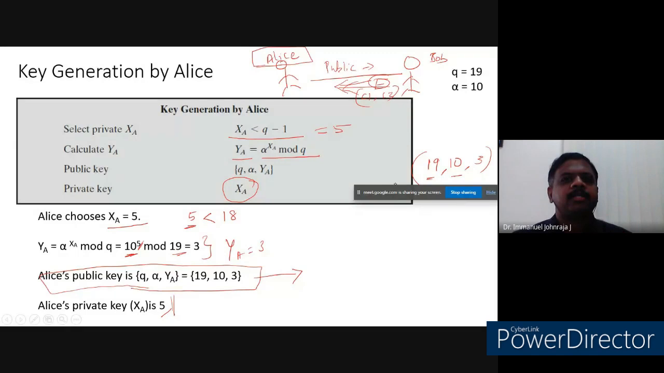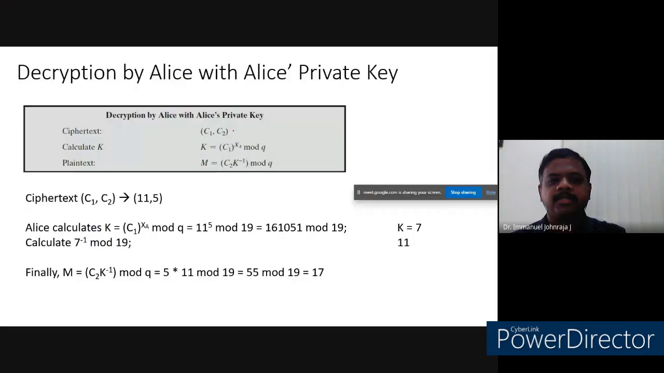All right. Now, Alice has got a ciphertext which is encrypted by her public key. According to the public key process, this ciphertext can be decrypted by using the private key of Alice. What is the private key of Alice? Which is X, which is 5. Let's see that demonstration as well. Now, Alice has got two ciphertext values, C1 and C2. Now she calculates the value called capital K, and then she calculates the plain text.